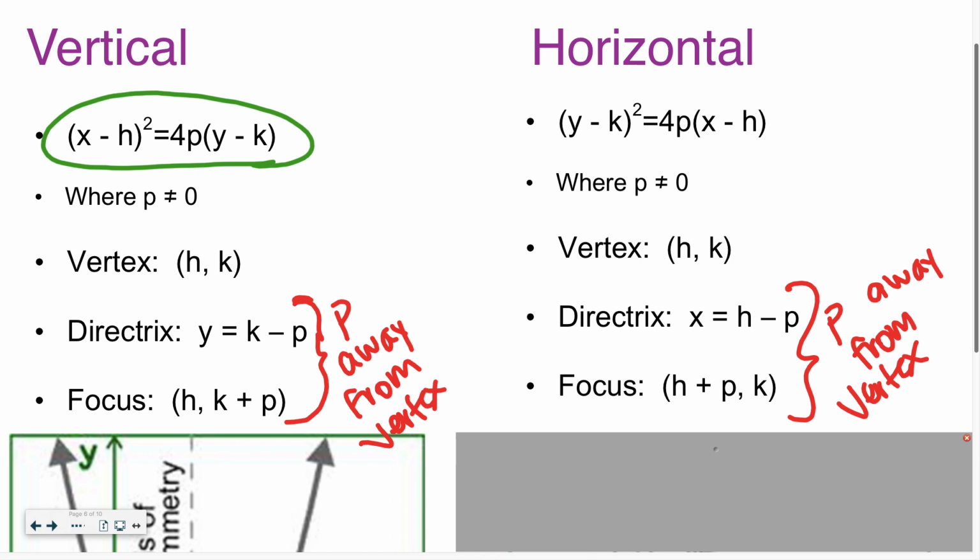Will you remind me, how do I know the difference between a parabola opening up versus a parabola opening down? How did we know it was opening down instead of up? There was a negative coefficient. So if P is negative, if that 4P is negative, we're going to be opening in the opposite direction. Over here on the vertical, if 4P is negative, we're going to have a parabola opening down. Over here with the horizontal, if 4P is negative, we're going to be opening left. Right would be the positive, left would be the negative, because that's the direction the axis would face.